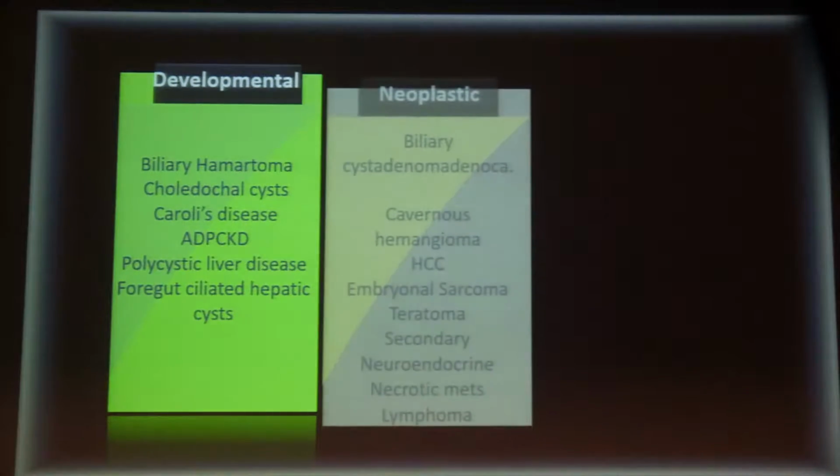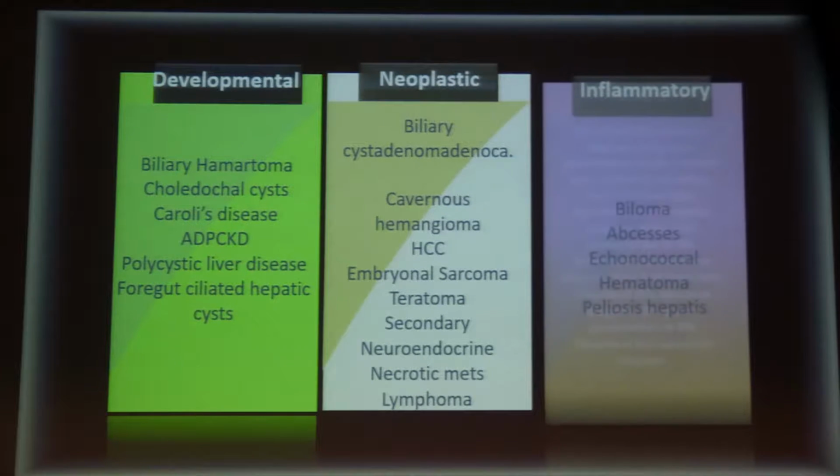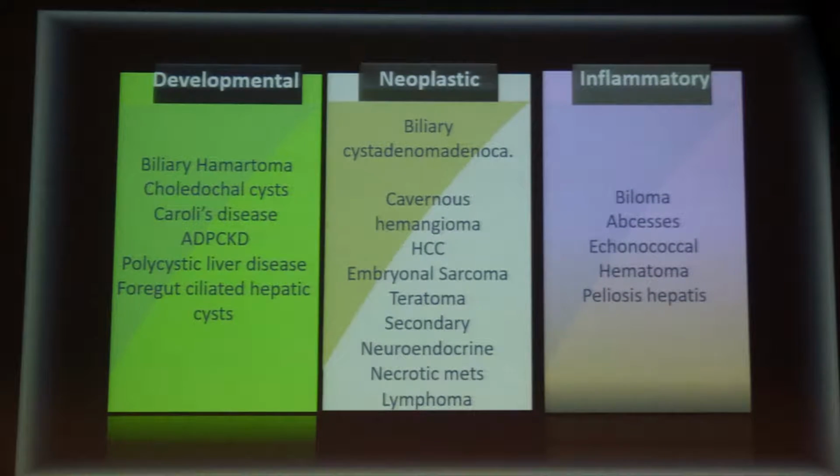Now we can divide cysts in the liver into two groups, biliary and non-biliary, but another way to divide them is to divide them into those which are developmental, those which are neoplastic, and those which are inflammatory, and each one of these groups will contain cysts which are of biliary and non-biliary origin.